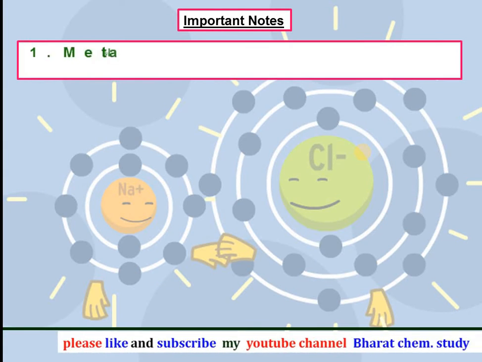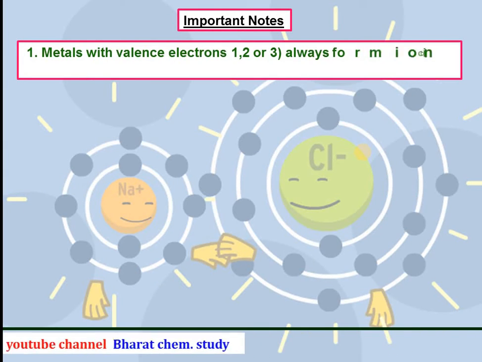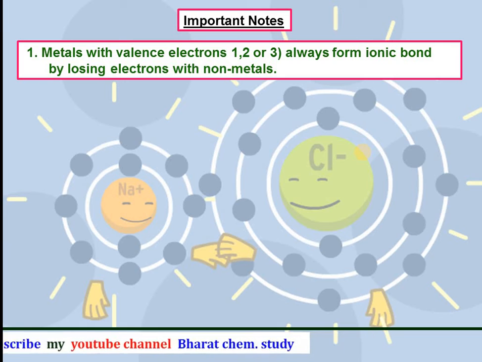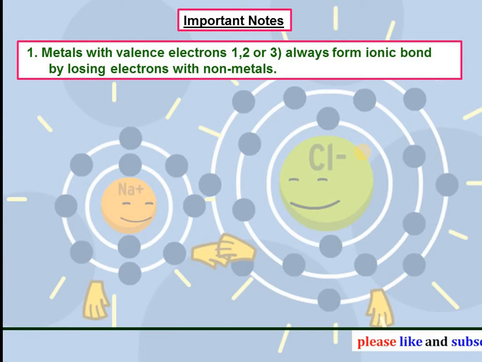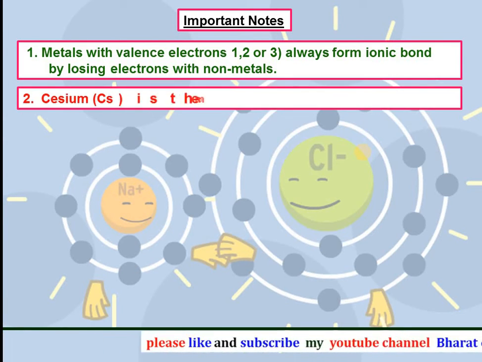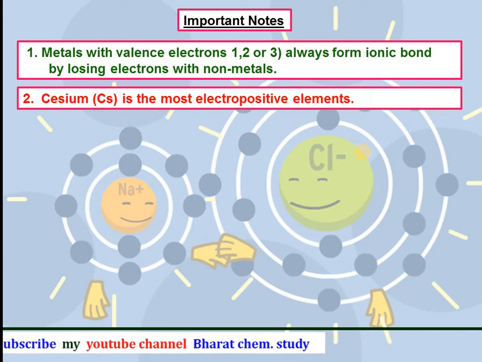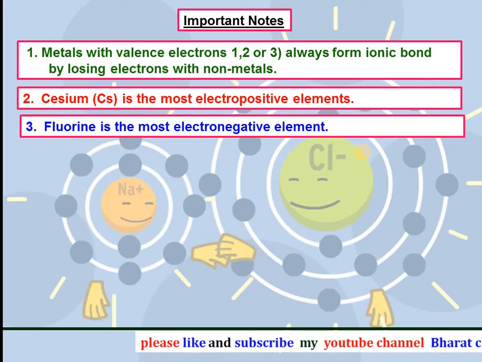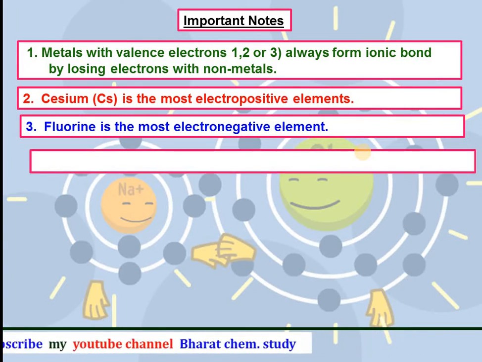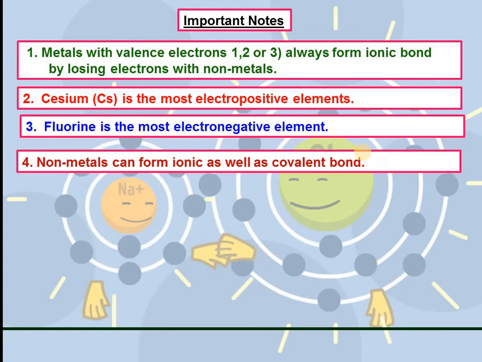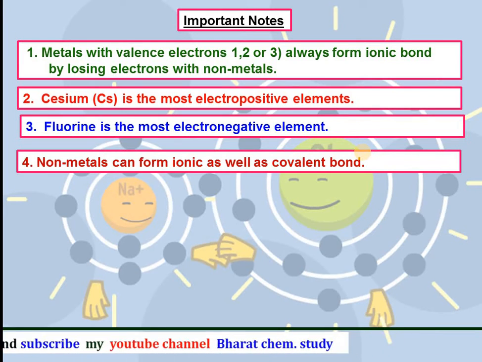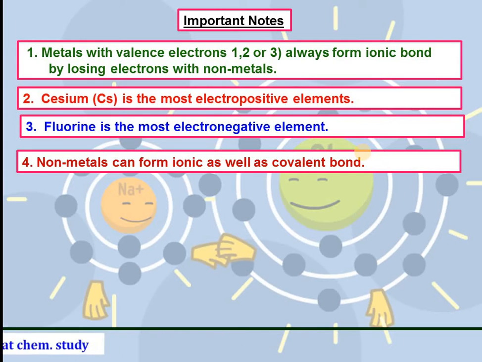Important notes. First, metals with valence electron 1, 2 or 3 always form ionic bonds by losing electron with non-metals. So always remember, ionic bond is always formed between metal and non-metal. Cesium is the most electropositive metal, so it has most tendency to form ionic bond. Fluorine is the most electronegative element. Non-metal can form ionic bond as well as covalent bond. Metal always forms ionic bond, but non-metal can form ionic as well as covalent bond.